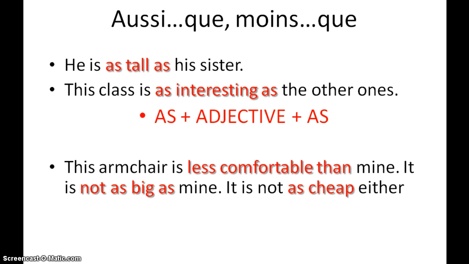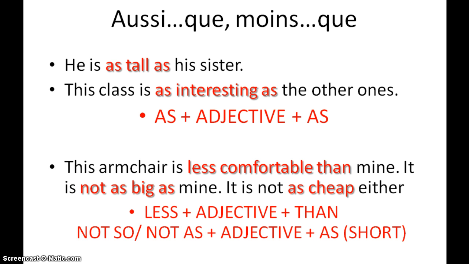Okay? Moins que is pretty much the same. Now look at my examples. This armchair is less comfortable than mine. It's not as big as mine. It's not as cheap as mine either. Ce fauteuil est moins confortable que le mien. Il n'est pas aussi grand que le mien. Il n'est pas aussi bon marché non plus. This is very simple as well.